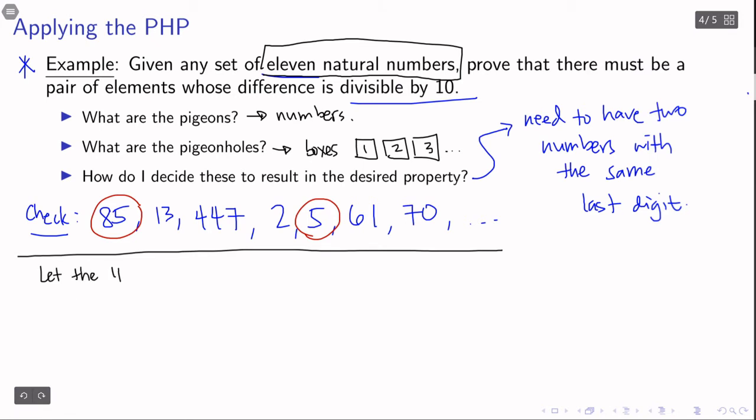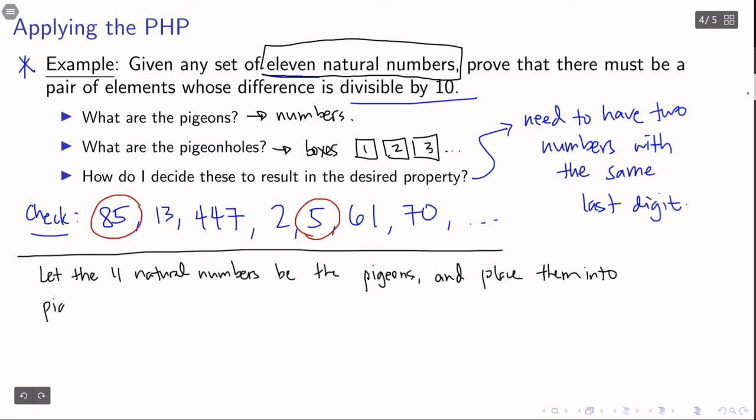So let the 11 natural numbers be the pigeons and place them into pigeonholes labeled 0, 1, 2, all the way to 9, based on what their last digit is.